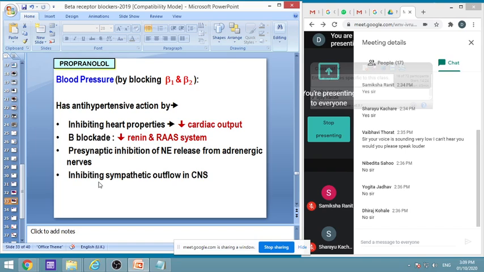Beta 2 blockade does not have much useful action, rather it can be adverse. Then the antihypertensive action is because of the decrease in cardiac output through beta 1, decreased renin-angiotensin, and presynaptic inhibition of noradrenaline, inhibiting the sympathetic outflow in the CNS. So these are the major reasons. These are four important basic mechanisms of action, which are common for all.